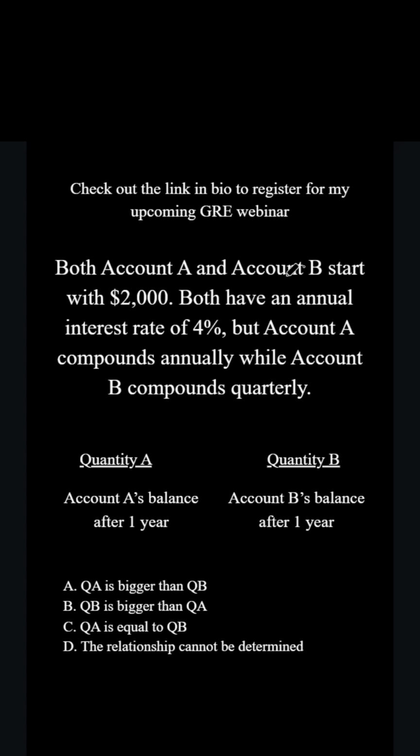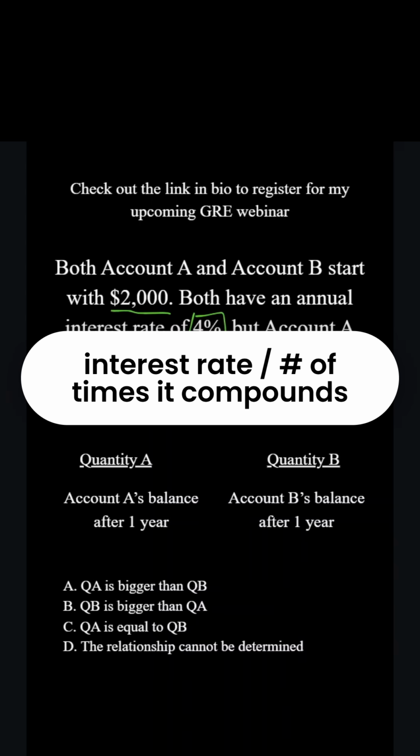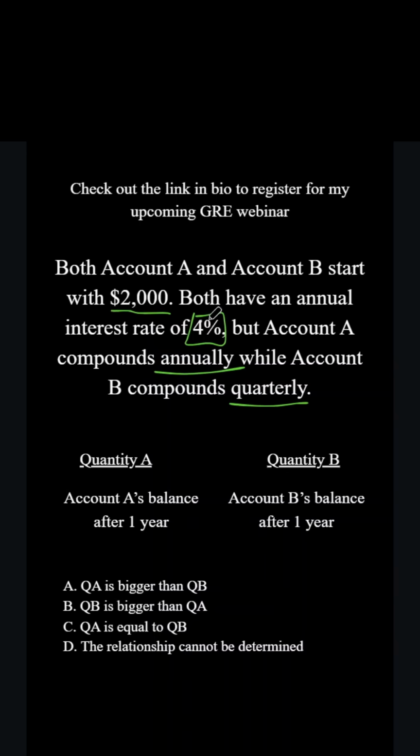So in account A and account B, we're both going to start with $2,000. Both have an annual interest rate of 4%. But account A compounds annually while account B compounds quarterly. So this is the first really important thing. If something compounds quarterly, it doesn't actually mean that if the annual interest rate is 4%, it's 4% every quarter. You have to divide the interest rate by however many times it compounds throughout the year. So you could say it compounds by 1% every quarter, until the end of the year where it has increased 1% four different times.